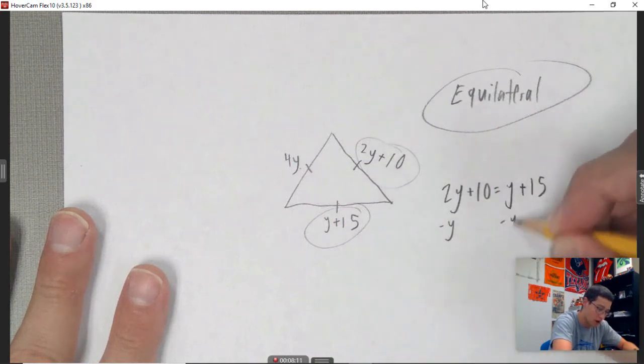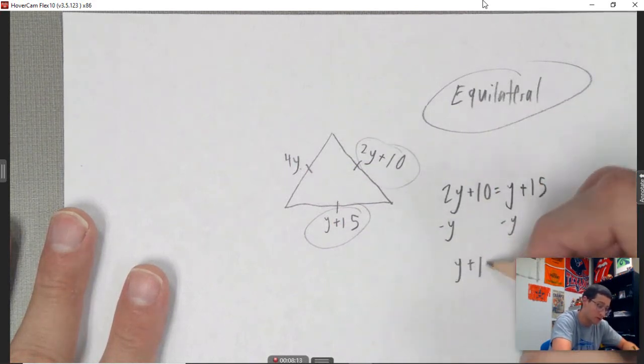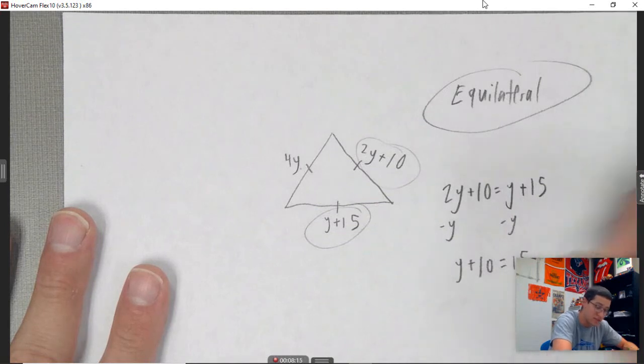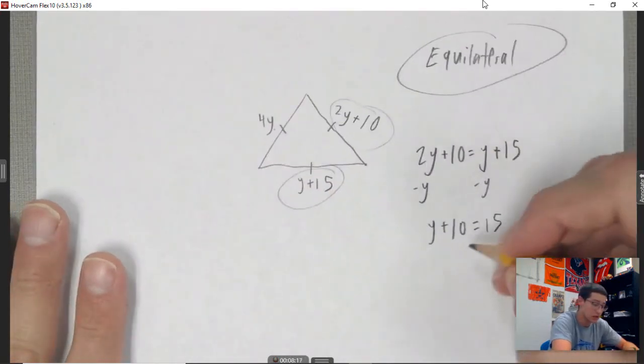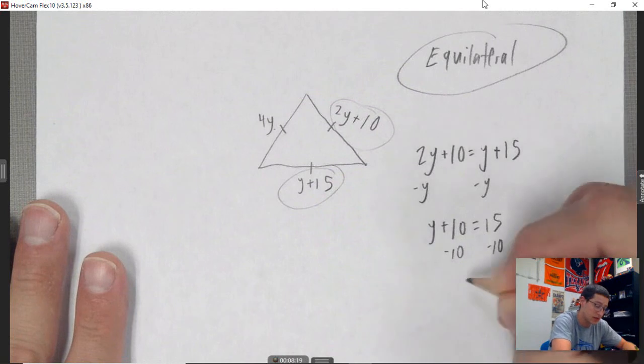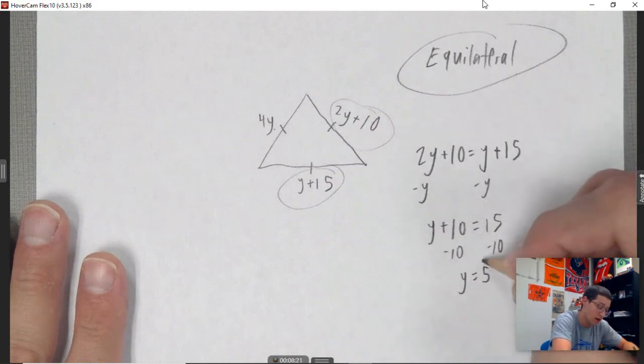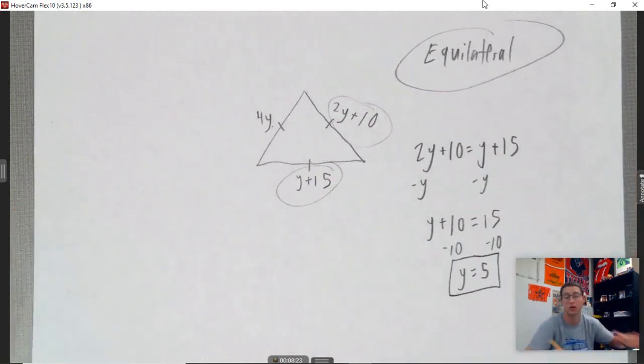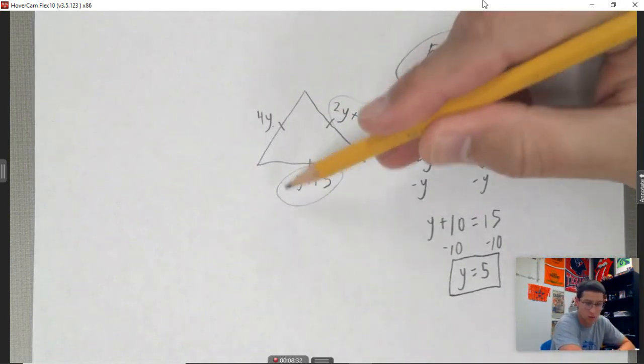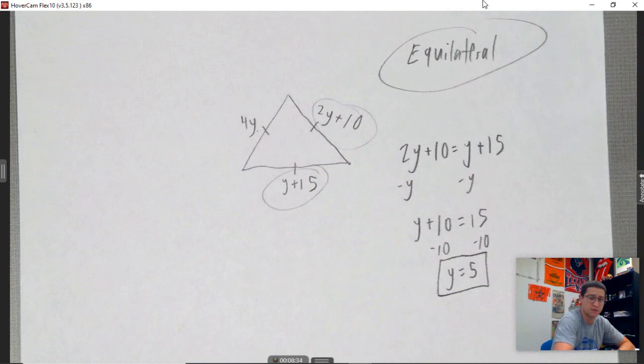But anyways, minus y, minus y, so I've got y plus 10 is equal to 15, and then subtract 10 on both sides, so I've got y is equal to 5. So that's your answer on that one. That's how we would solve with an equilateral triangle when we know all the sides are the same, and we have an expression with our different sides. I just wanted to clarify those 2 things, but that does cover everything for our topic.